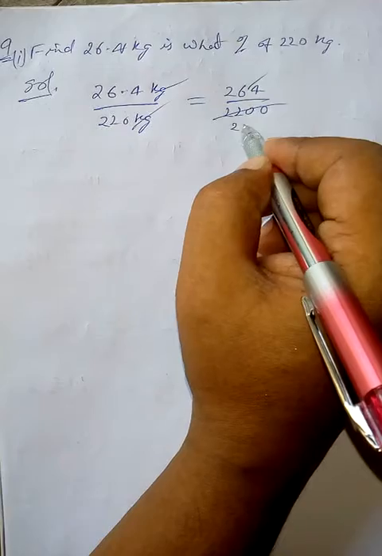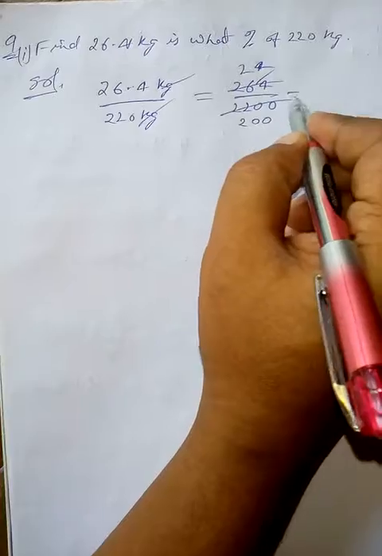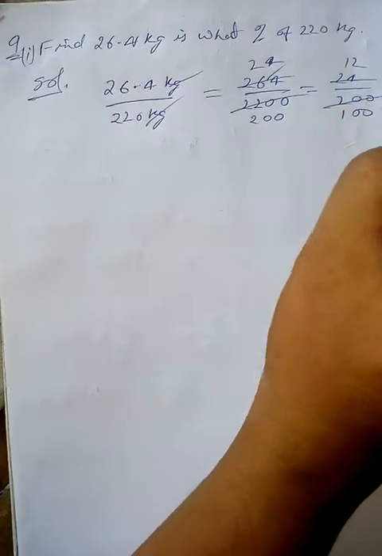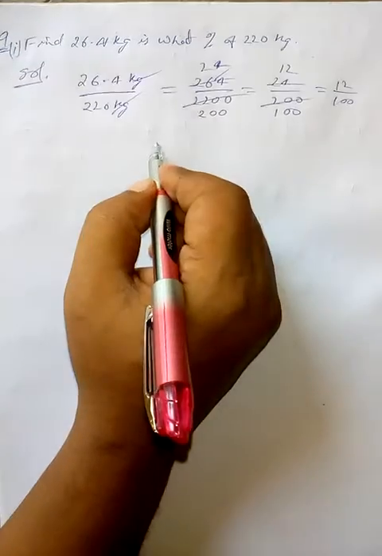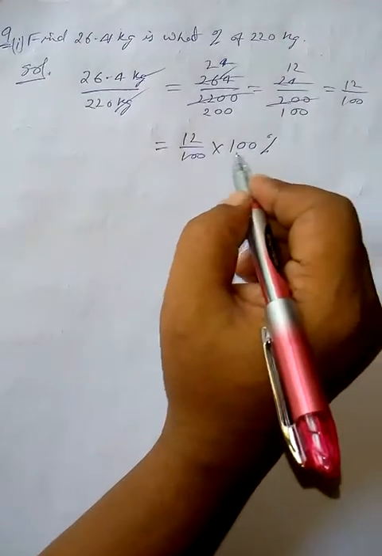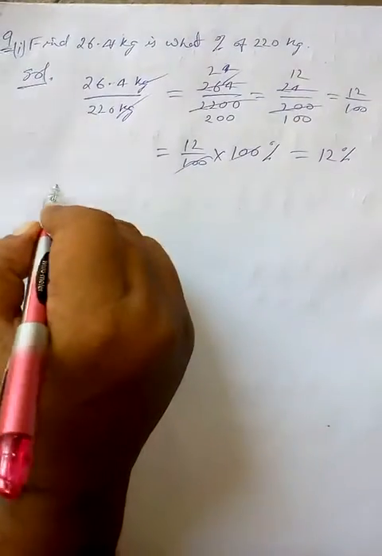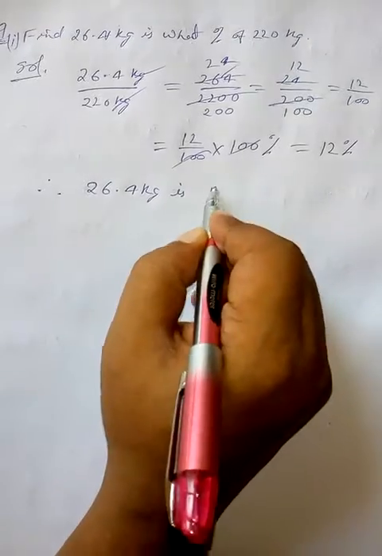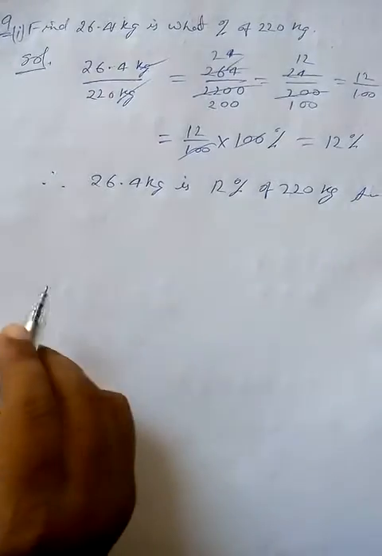11 twos are 22, 11 twos are 22, 11 fours are 44. Further, 24 by 200, means 2 twelves are 24, 12 by 100. Now you can change it easily into percentage. So 12 by 100 into 100%. You get 100 cancel, 12%. So therefore 26.4 kg is 12% of 220 kg. This is the answer.